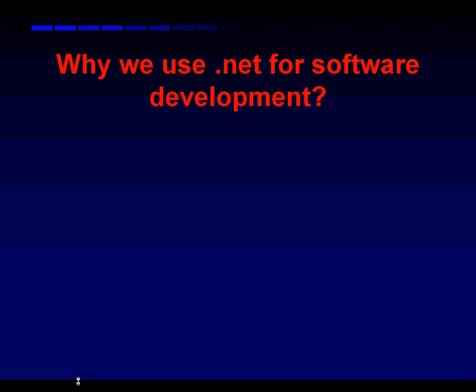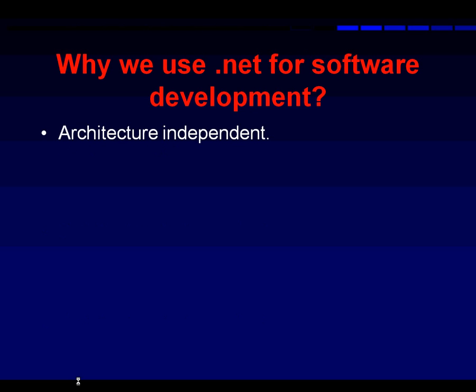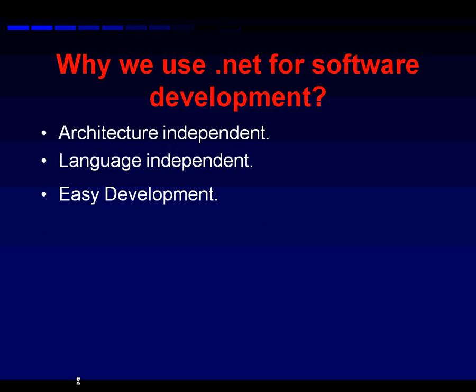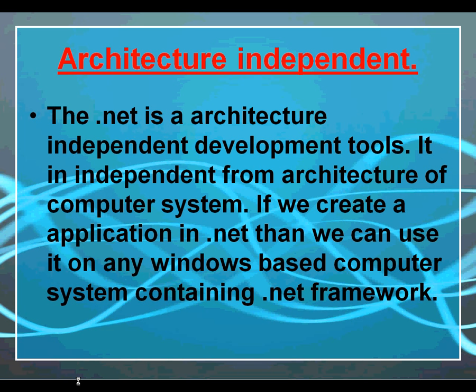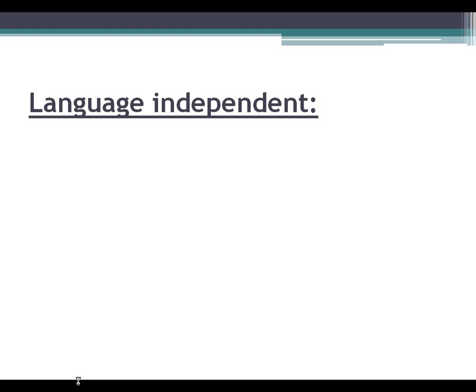Why do we use .NET for software development? Because it has some features like architecture independent, language independent, easy to develop, object-oriented programming language. .NET provides security. Architecture independence means .NET is an architecture independent development tool. It is independent from the architecture of the computer system. If we create an application in .NET, then we can use it on any Windows-based computer system containing the .NET framework.